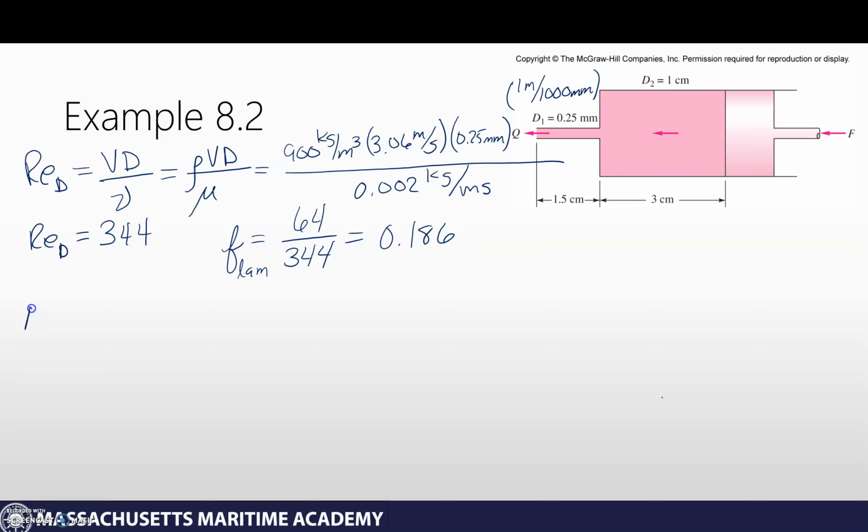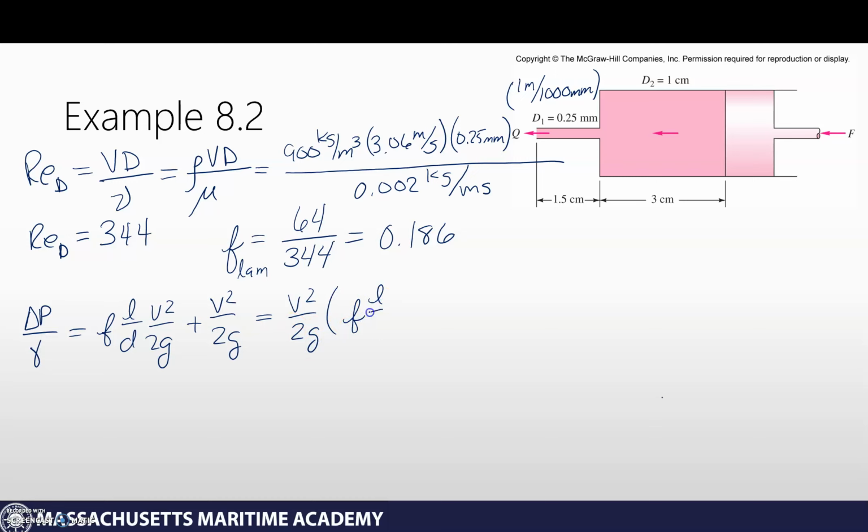So we had the pressure difference. P1 minus P2 over gamma is going to be equal to the head loss. So our head loss is FL over D, V squared over 2G. That is my calculation for my head loss. And then I'm going to add to that V squared over 2G. So if I rearrange this really quickly, just so I don't have to do everything constantly, that's V squared over 2G times FL over D plus 1.